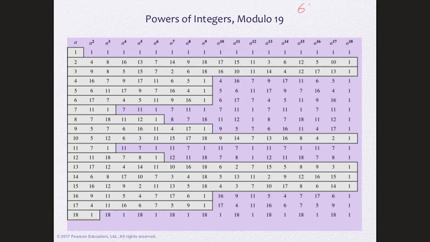So we want to calculate 64 mod 19. Okay, what does this mean? It's the remainder of dividing 64 by 19. That's the definition of mod, right? So what's the remainder of dividing 64 by 19? 64 minus, there are 3 19s in 64. Yes. And the remainder is 7.